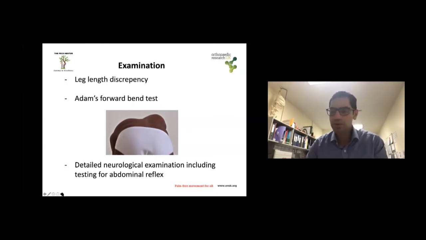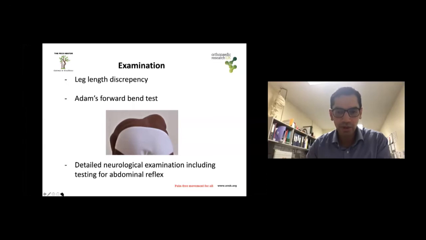Subsequently, it's very important to perform the Addams forward bend test. Here, with the patient standing up and the knees extended, you get the patient to bend forward with the hands together. And here you're looking for the rib prominence, which you can see on this photograph on the right-hand side. And again, you're looking whether the scoliosis is still present or not. Because if it's a postural scoliosis on the Addams forward bend test, it will disappear, whereas a structural one will remain.